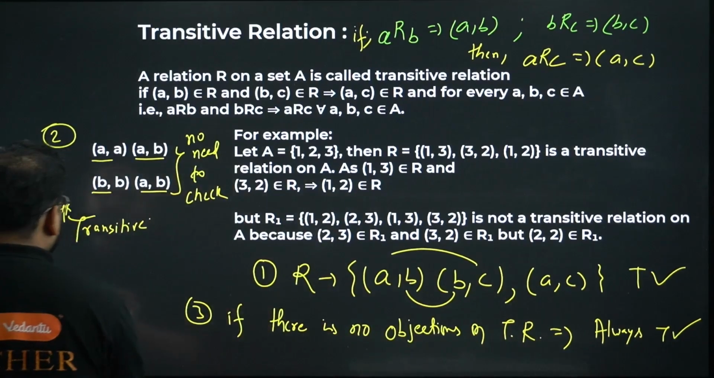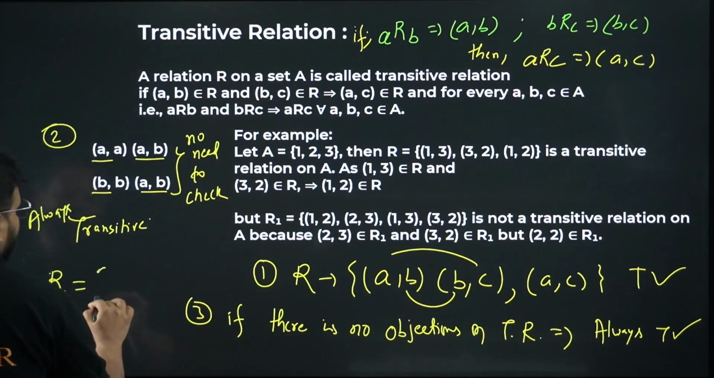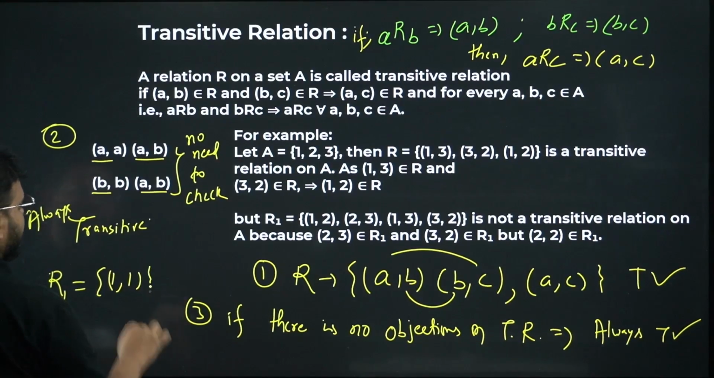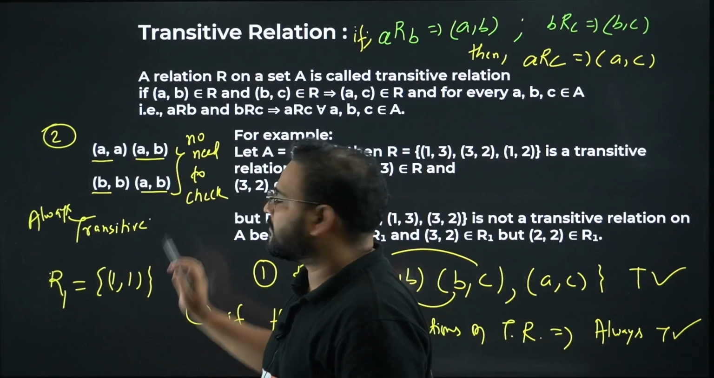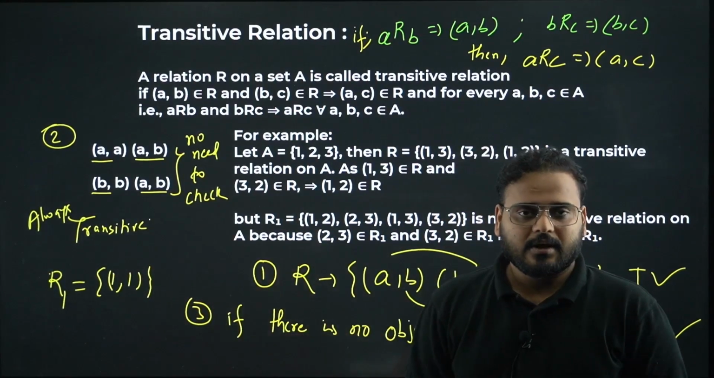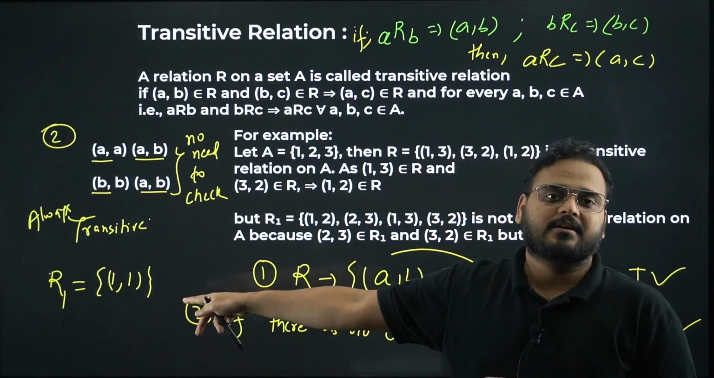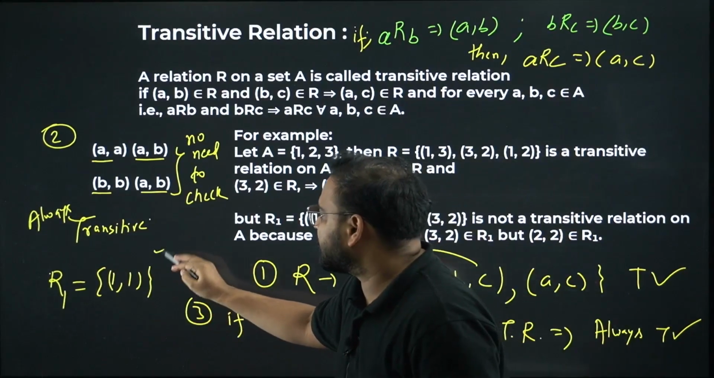For example, let's say I'm writing a relation over here, relation R1 as (1, 1), that's it. Will this be a reflexive relation? If the set is only 1, will it be reflexive, sir? Yes. Okay, forget about everything else. Can you check it for transitive relation? You can't check it. There's no way to check this relation as transitive. This will simply come out as transitive.